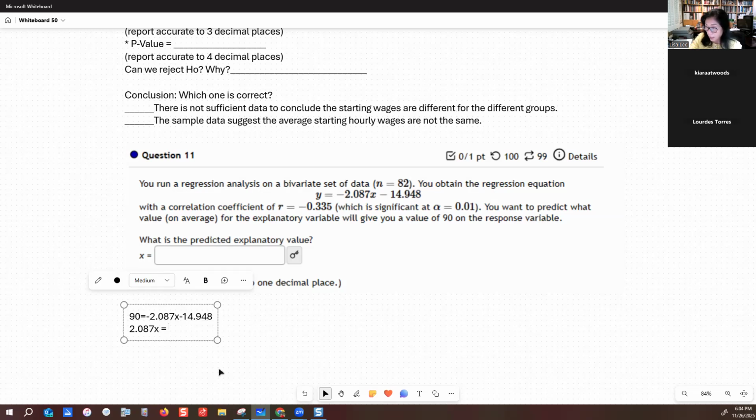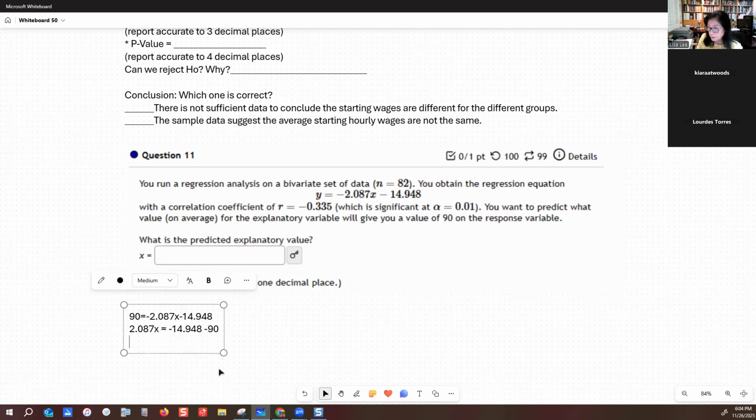And on the right side, I already have that negative 14.948. So bring over that 90 to the right side. It's just add on a negative sign for 90, and you can bring it over. This is the shortcut way of solving equations in algebra.